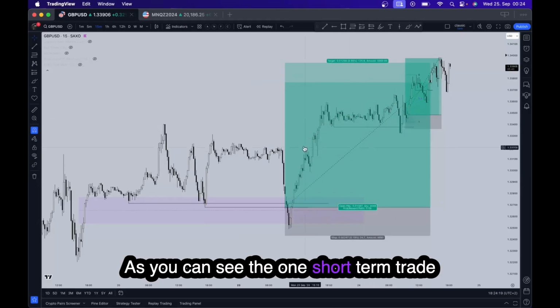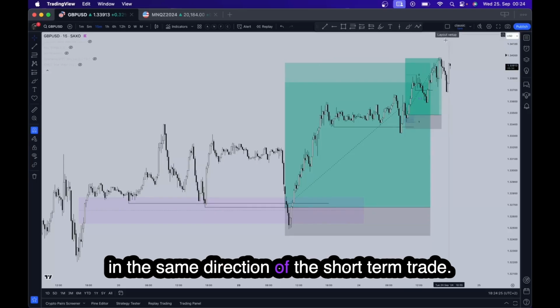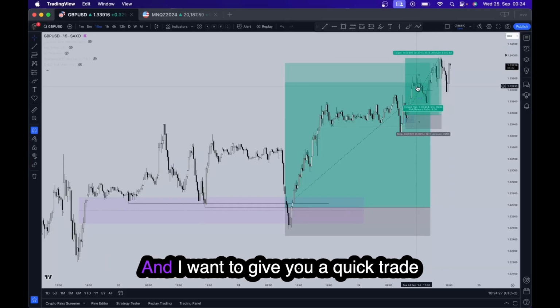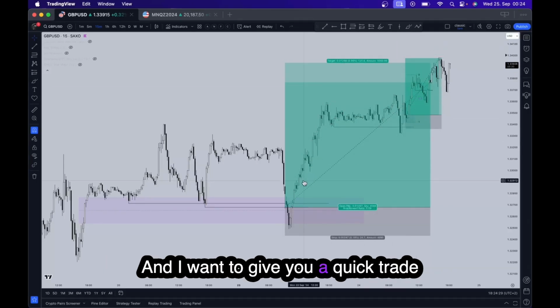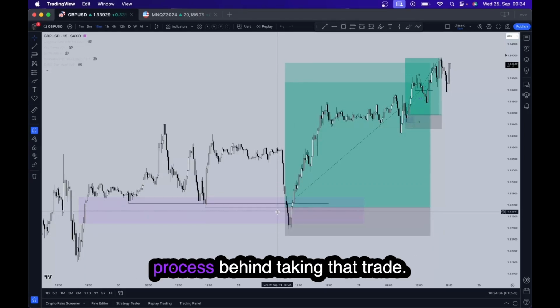I want to give you a quick rundown on the pound longs I have taken this week. As you can see, I had one short-term trade here, and then also today I had one day trade in the same direction of the short-term trade, and I want to give you a quick trade breakdown and my thought process behind taking that trade.